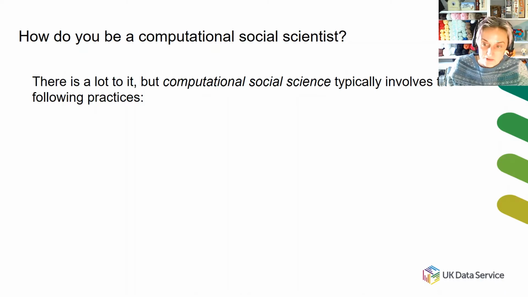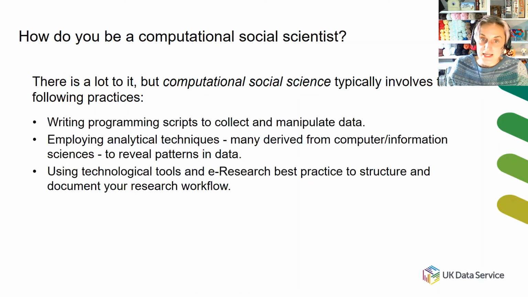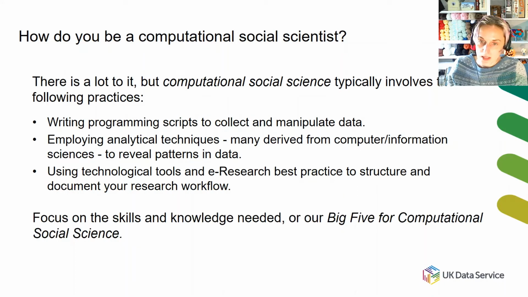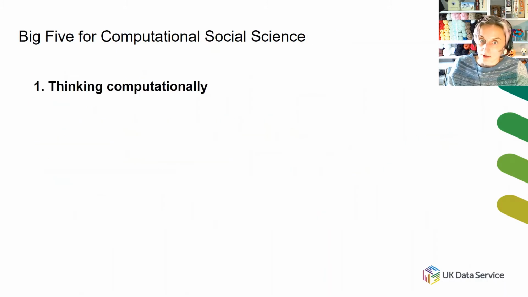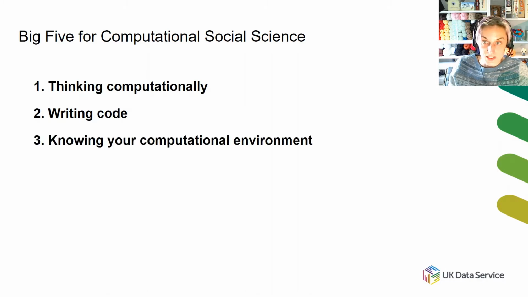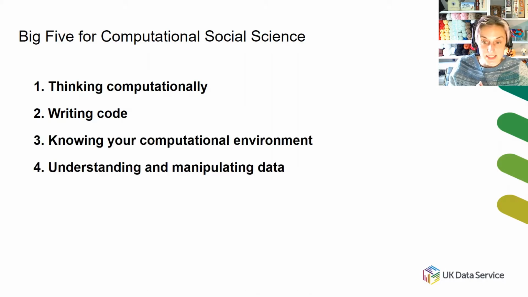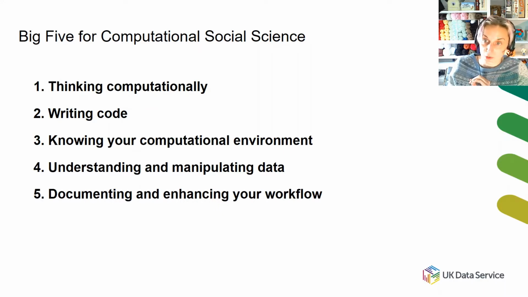Some of them are very specific, some of them are very general. We won't go into everything here, but what we will say is that you will need to do things like write programming scripts. You will need to employ analytical techniques. You will need to use good tools and best practice to structure and document your research. And really, what we want you to focus on are the big 5 of computational social science. They are thinking computationally, writing code, knowing your computational environment, understanding and manipulating data, documenting and enhancing your workflow.